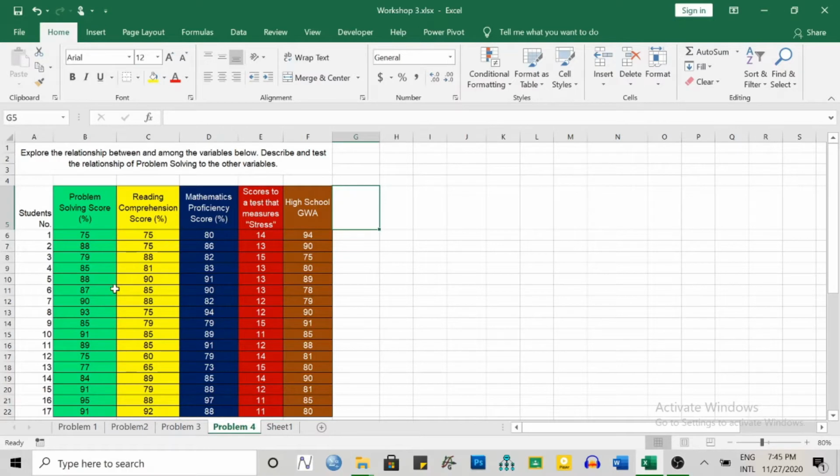Okay, so if we look at our data here, all of them are true numerical data. So that means the level of measurement here is at least interval, and therefore the appropriate correlation analysis that we should apply is the Pearson product moment correlation coefficient, or simply called the Pearson's r.